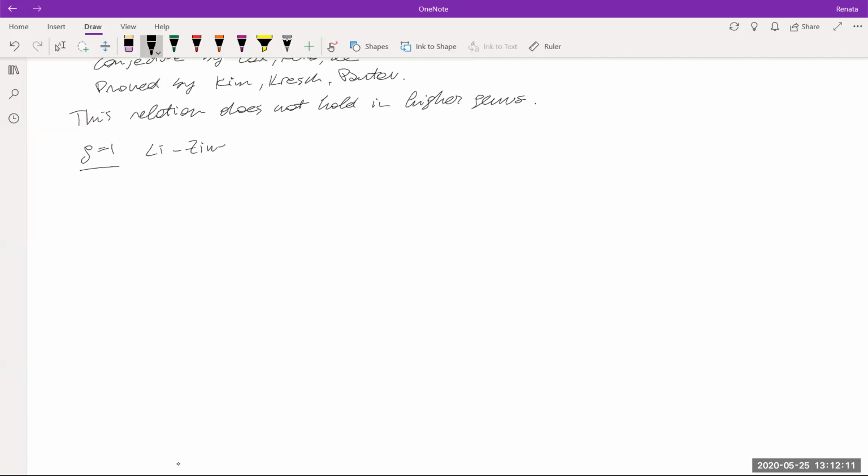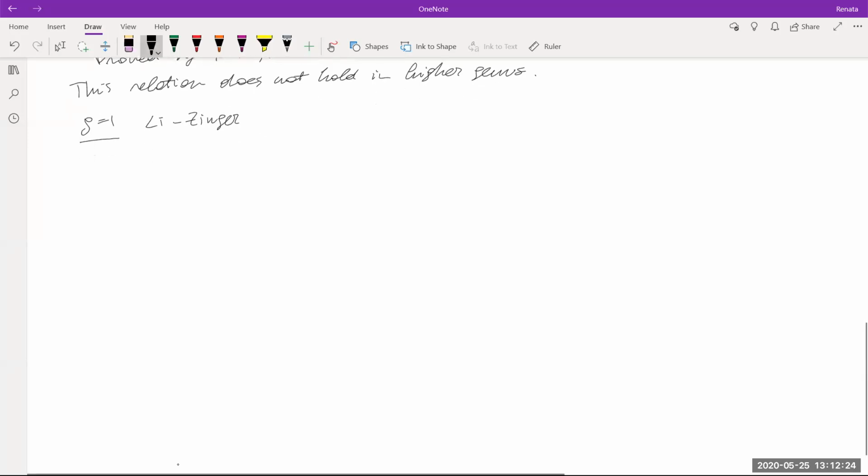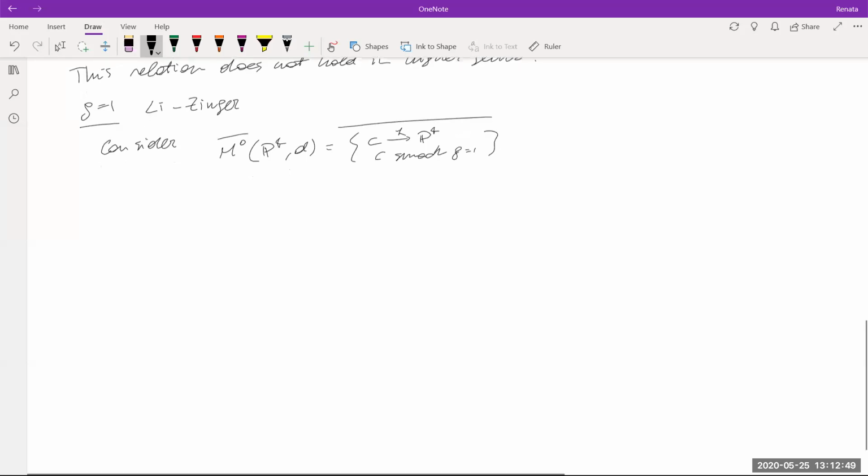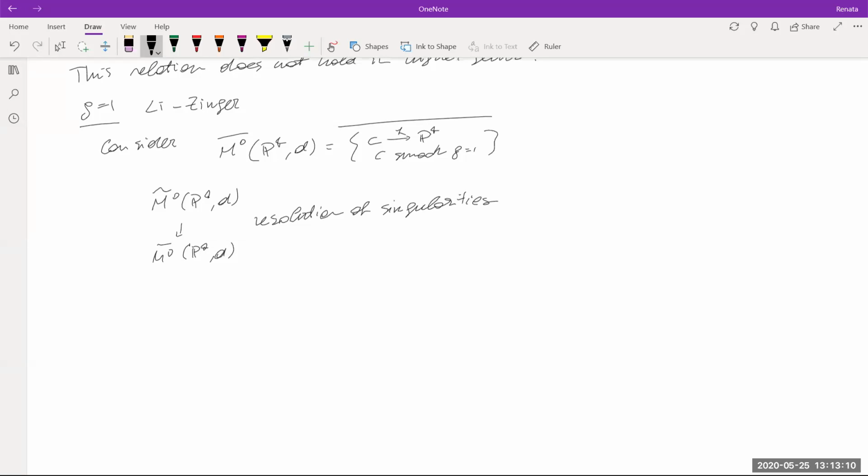Lee and Zinger have some approach to computing Gromov-Witten invariants in genus 1. They use a similar statement. A similar statement doesn't hold as written, but they consider, instead of the whole moduli of stable maps to P4, the closure of the main component, the closure of the locus of stable maps to P4 coming from a smooth genus 1 curve. Then they resolve singularities on this to obtain some reduced theory.